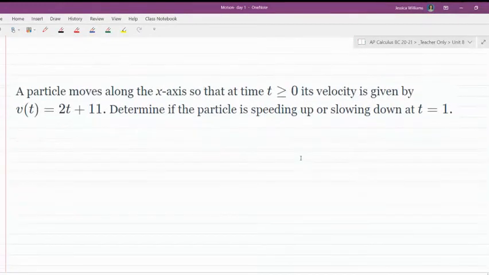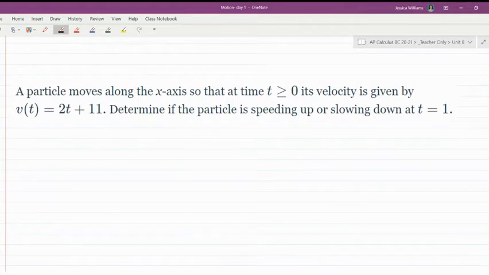So here's your next question. We're going to do 3, by the way. That was 1. Here's 2. This time, I don't have a graph, but they're asking the same stuff. So we have a particle moves along the x-axis so that any time greater than 0, velocity is given by. Okay, time out for 1 second.